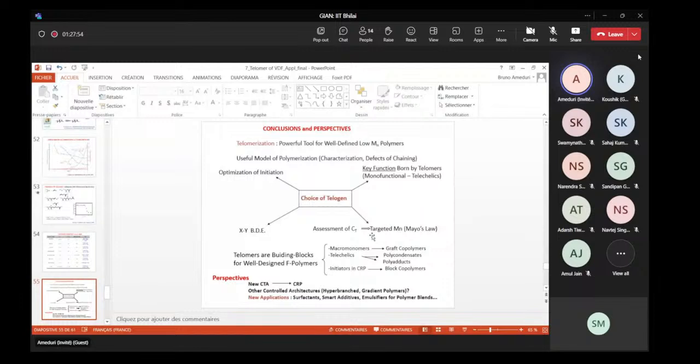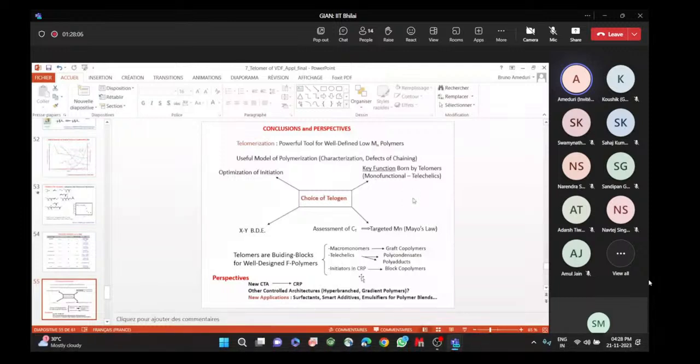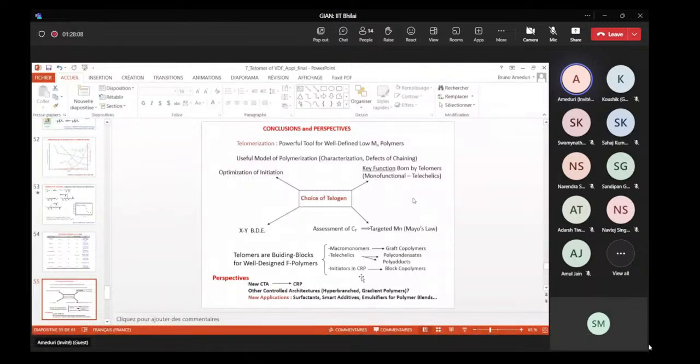I didn't mention a lot on the assessment because this is a little bit theoretical. And of course, to use the key function in order to have either monofunctional or telechelics. So you can prepare a lot of different derivatives, macromonomers, telechelics for polycondensation, for polyadducts, for graft copolymers also, because you can prepare a polyacrylate, an acrylate, which can be polymerized into graft copolymers, or initiator of controlled radical polymerization.